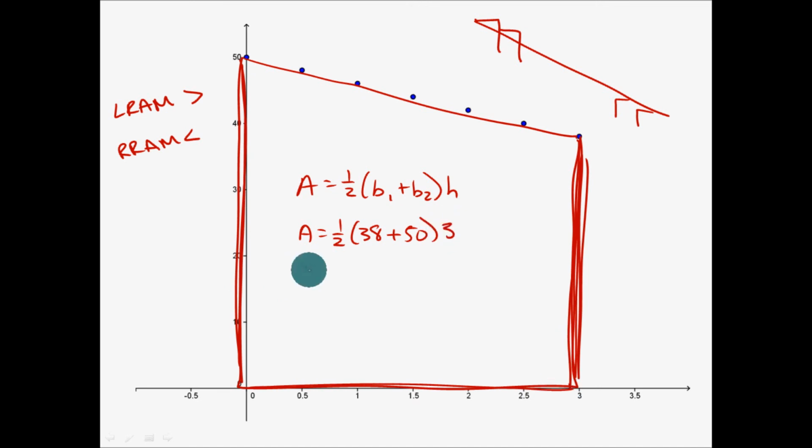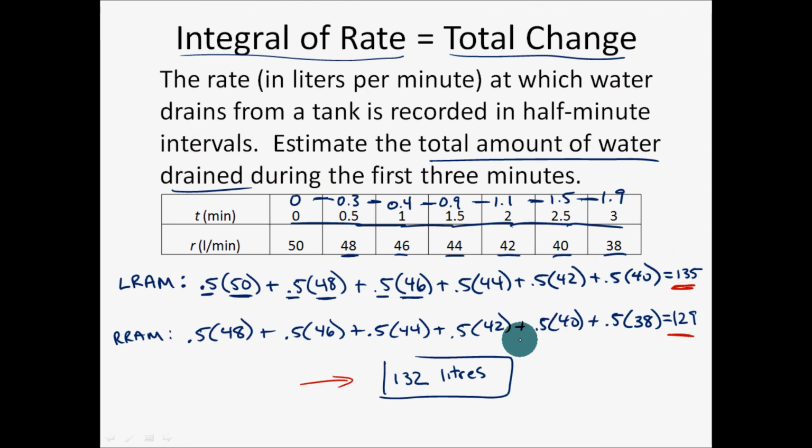All right, so let's see if we can figure this out here. Area is 1/2. 38 plus 50 is 88. Then times 3. All right, so 1/2 of 88 is 44. 44 times 3 is 132. So 132 is what we got geometrically. 132 is what we got using our approximation method, our trapezoid approximation method.